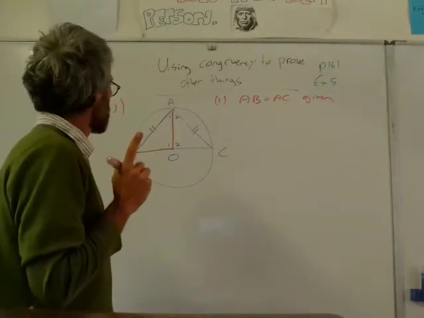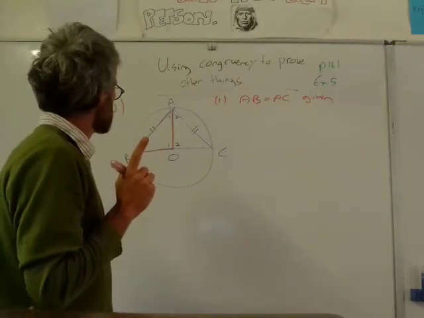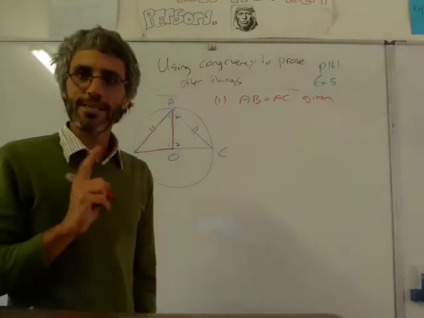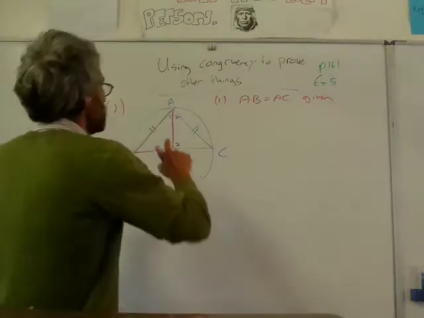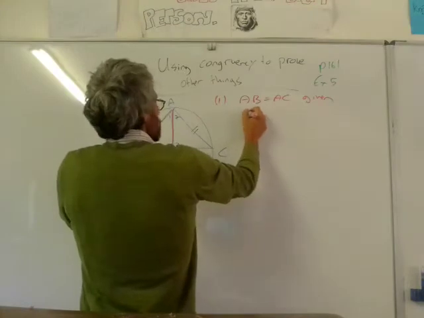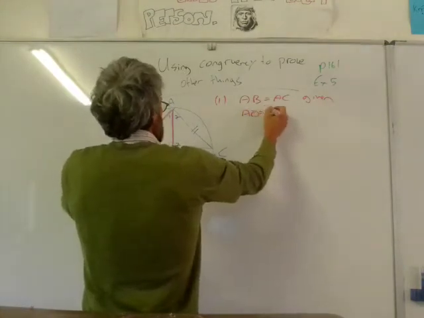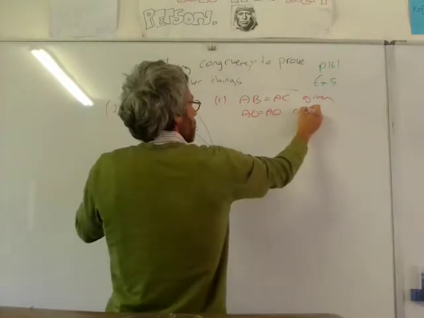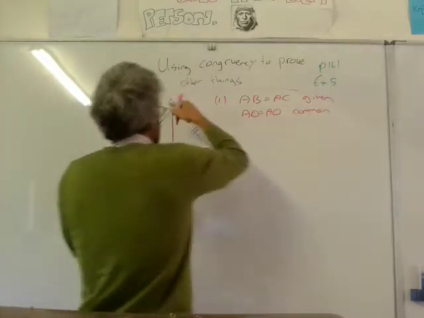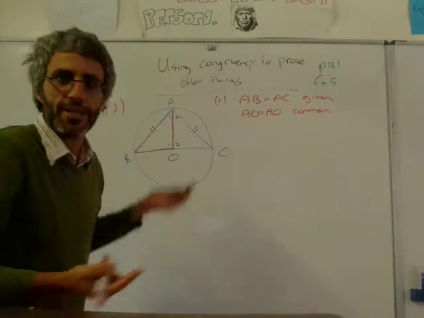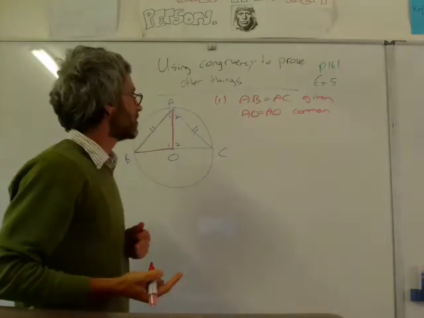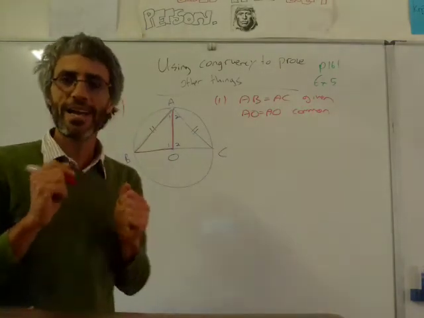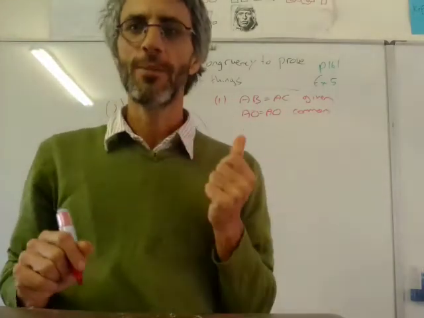Now, that's one side. I've got another side that is equal, isn't it? Which one is the common one? AO equal AO, obviously, because that's common. It's just one side, but it's obviously equal to itself. So I've got two sides. If I can get one more side, I'm sorted.